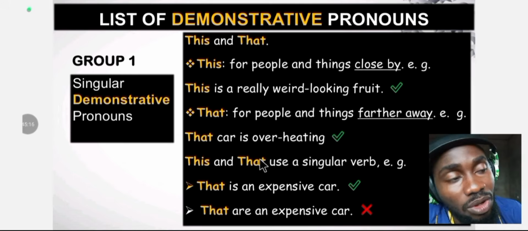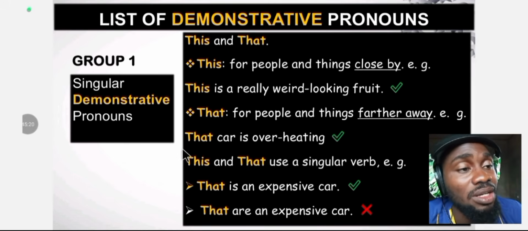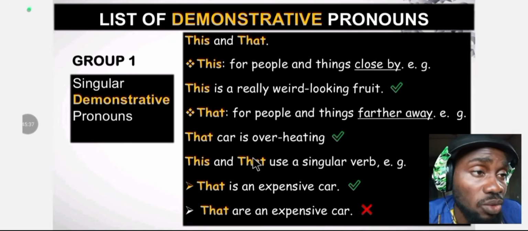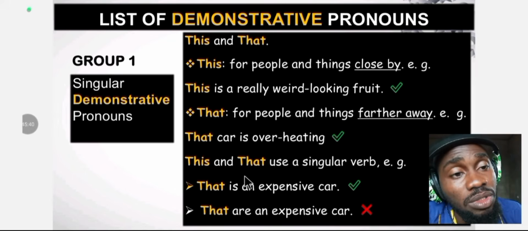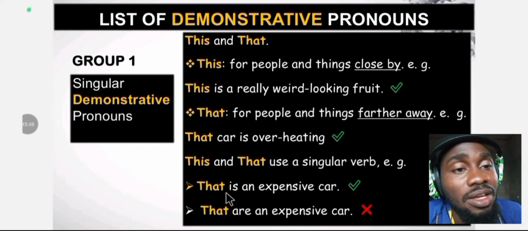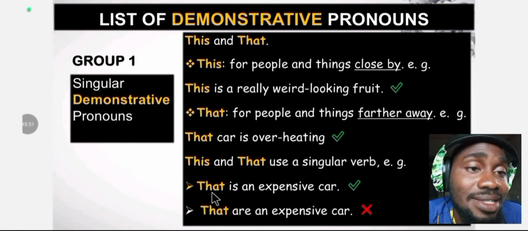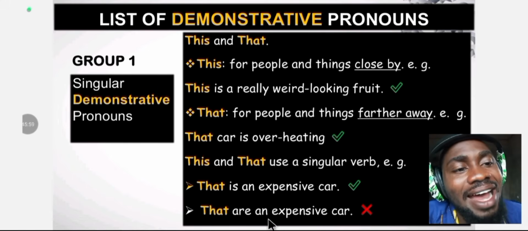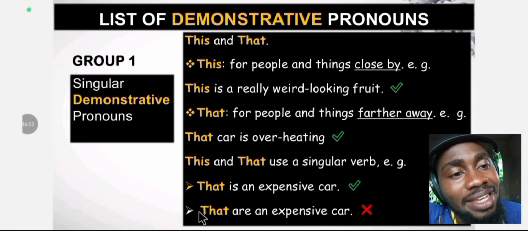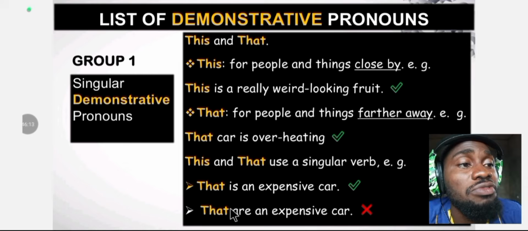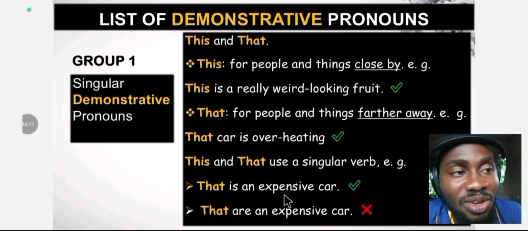So remember, the law of grammatical concord states the law of agreement between a subject and a verb. So the verb should be singular, just as the subject should also be singular. If the subject is singular, the verb should be singular. If the subject is plural, the verb should also be plural. So these are the singular forms of demonstrative pronouns, which make up the first group, okay. Looking at this sentence, they say that is an expensive car. That is a singular form. Is is a singular verb, okay, an expensive car, making this correct. But when you say that are an expensive car, it becomes wrong because that here is the subject and is a singular form of demonstrative pronoun, but we have a plural form of verb here, which makes this wrong. It does not obey the law of grammatical concord.